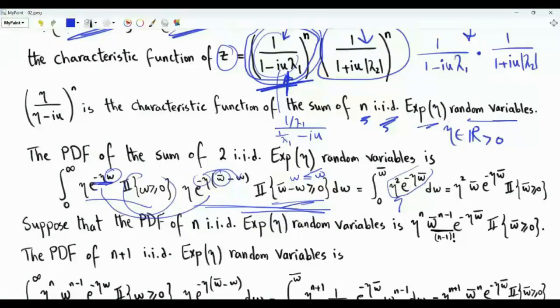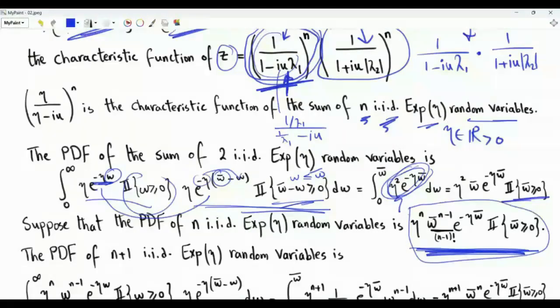Now, there is nothing here that depends on w, so the integration is this term here times w bar. And of course, this is a non-negative random variable. We can do this again and again, and then we get a pattern. And this will be our guess for the PDF of n iid exponential eta random variables. To finish off our induction proof, we will take this to be true and do one more convolution to make sure that this expression here is also valid if we increase n to n plus 1.